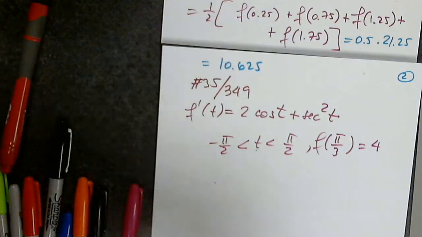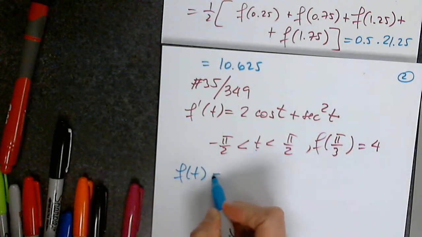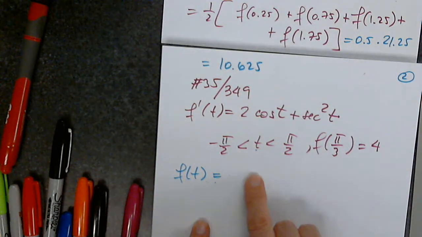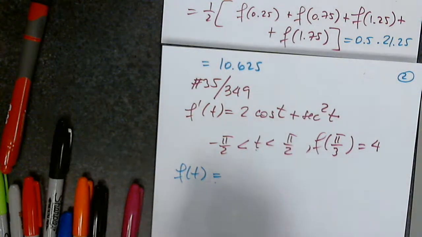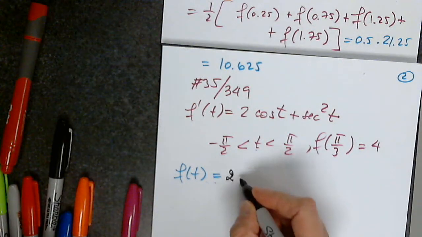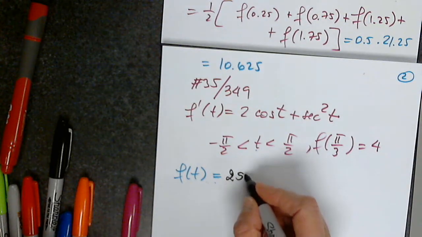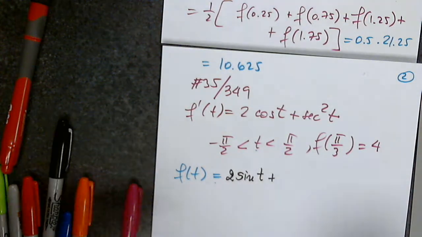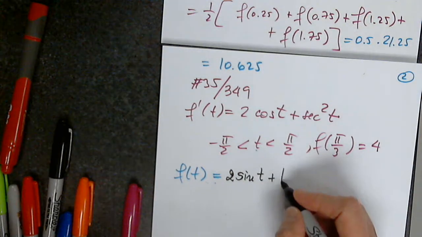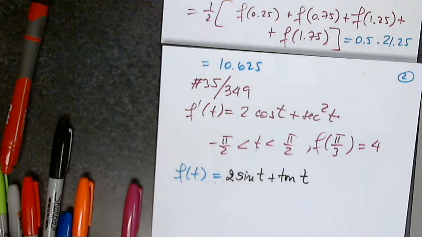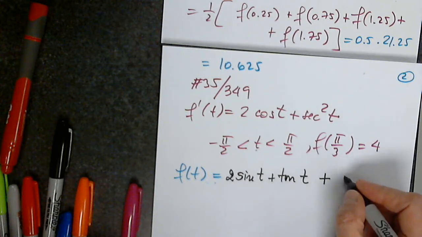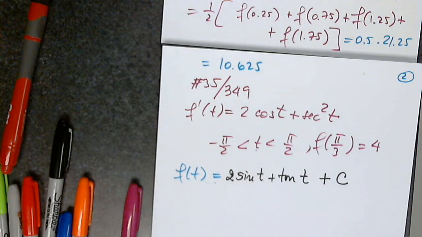We're given the first derivative, and we are asked to find f of t. So I'm asking myself this. What function prime will be 2 cosine t? And the answer is 2 sine t plus. Which function prime is secant squared? Tangent. And this is not enough. It's good, but it's not enough. Very good. Plus c. So far, so good?